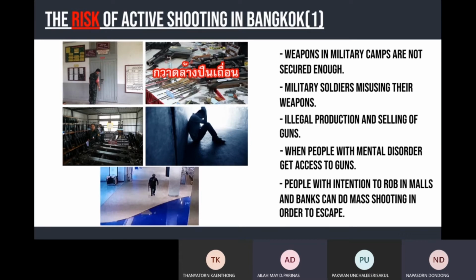The next risk is military soldiers misusing their weapons. This is the recent event that just happened in Thailand. Many people were shocked because no one expected it to come from a soldier. And so it is also a high risk because it does not always happen, but it is possible to happen, and when it happens, it causes death to people.